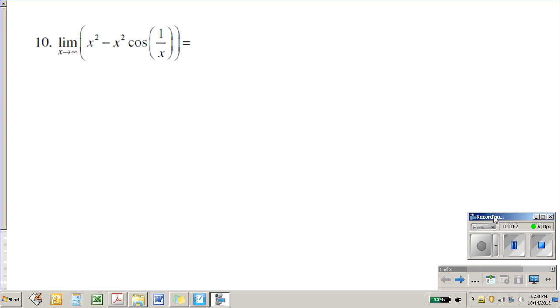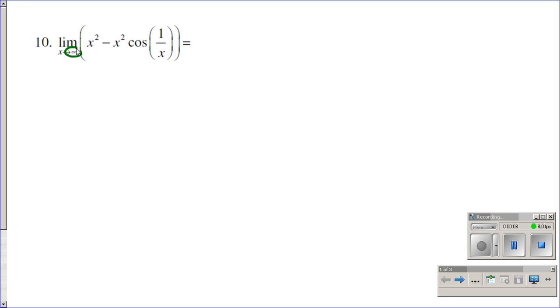Okay, so for number 10, the first thing that you want to notice is that there is this infinity. So it's going to come back to us, and we're going to do something about this. But the first thing I would notice is that there's an x squared in both terms, so I would factor it out, and it would look like this. Okay, so now this is the 1 minus cosine that we have seen before.